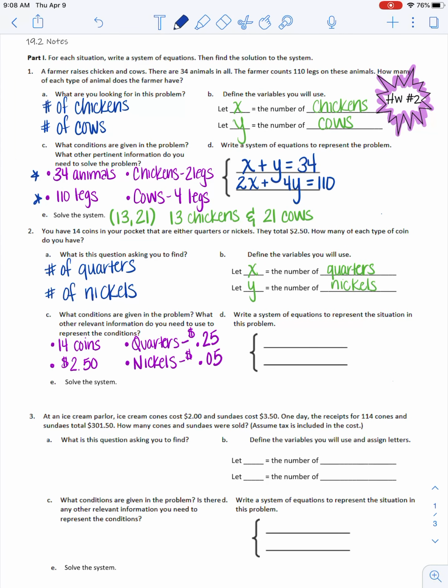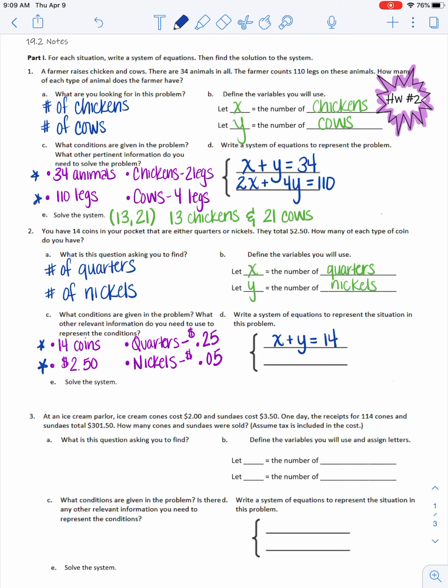So we go to write our system, and we have two constraints. We have the 14 coins and we have $2.50. Those two constraints are going to tell us what our two equations are about. So we need one equation that represents 14 coins. If I take the number of quarters, which we said was X, and I add the number of nickels, which we said was Y, I should have a total of 14 coins.